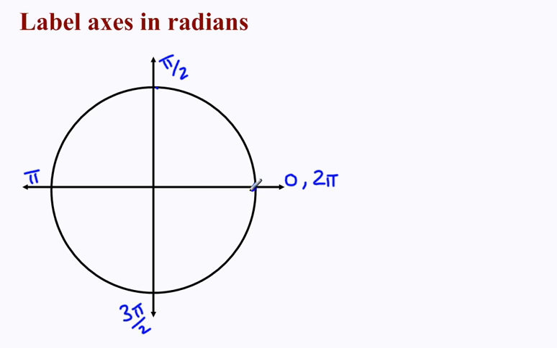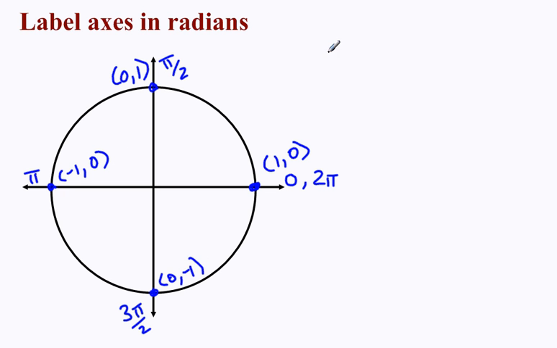We can also label the coordinates of each of these. So right here we're at (1, 0), because the radius is 1. Up here, (0, 1). Over here, (-1, 0). And down here we're at (0, -1).